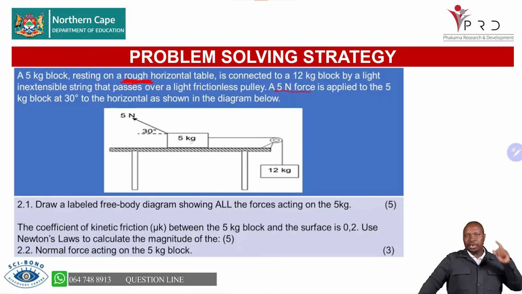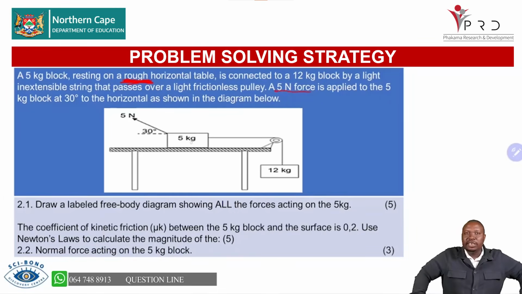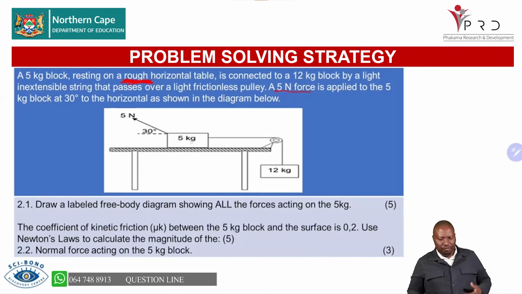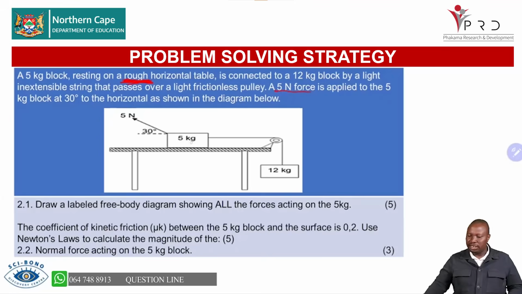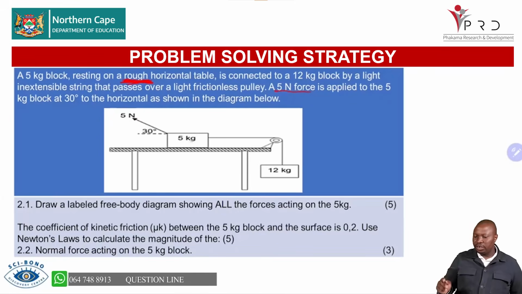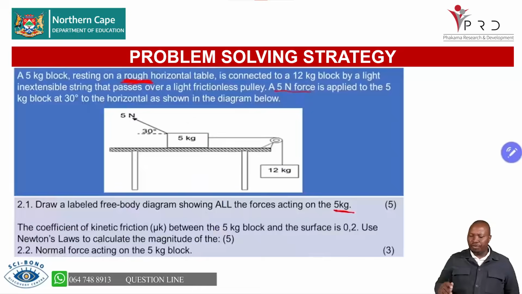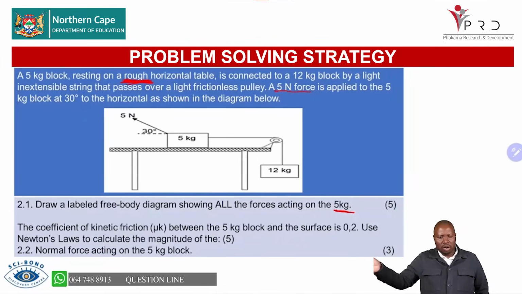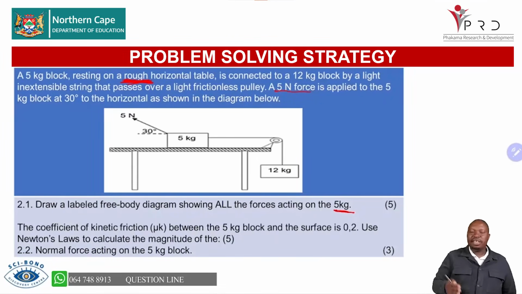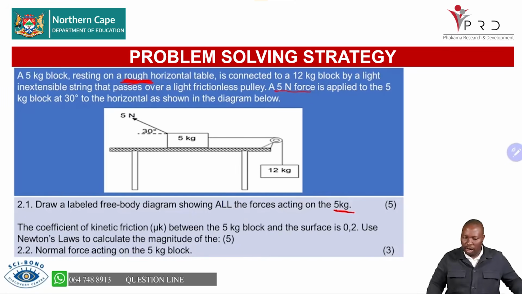I think you already start to remember that the question can be to state Newton's second law, or the question can be to draw a free body diagram. In this case, the question says draw a free body diagram showing all the forces acting on the 5 kg block. Please underline that 5 kg. You don't want to make the mistake of drawing forces acting on the 12 kg block while the question is talking about the 5 kg block. So it's important that you always know which block you are talking about.